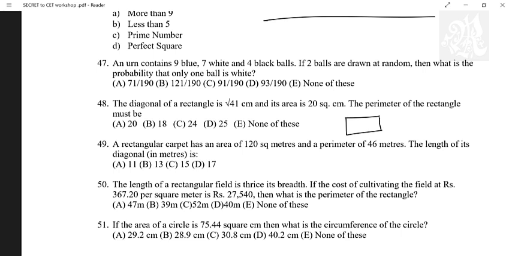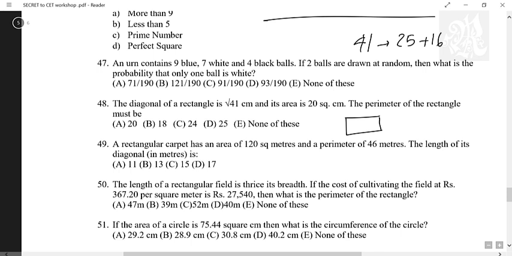Now if you observe 41, you can make a very smart observation. 41 is 25 plus 16, so the sides are going to be 4 and 5, and that's it, because the diagonal is nothing but the square root of the sum of squares of the sides. So the answer, the perimeter in this case, is 5 plus 4, 9, and 9 twice is 18.